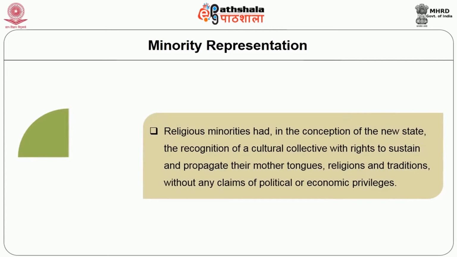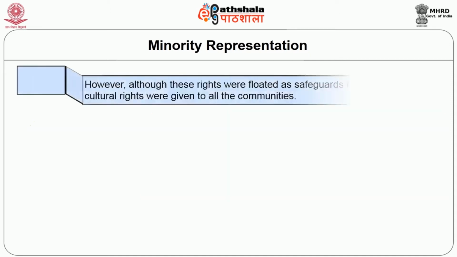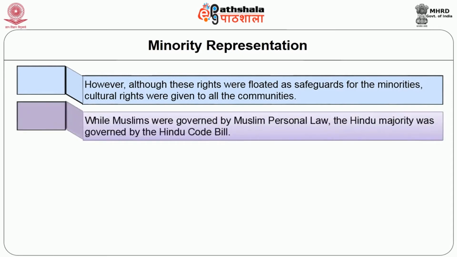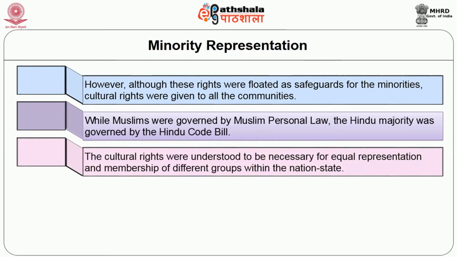Religious minorities had, in the conception of the new state, the recognition of a cultural collective with rights to sustain and propagate their mother tongues, religions and traditions without any claims of political or economic privileges. However, even these rights were flouted as safeguards for the minorities. The cultural rights were given to all communities. While Muslims were governed by Muslim personal law, the Hindu majority was governed by the Hindu Code Bill. The cultural rights were understood to be necessary for equal representation and membership of different groups within the nation-state.